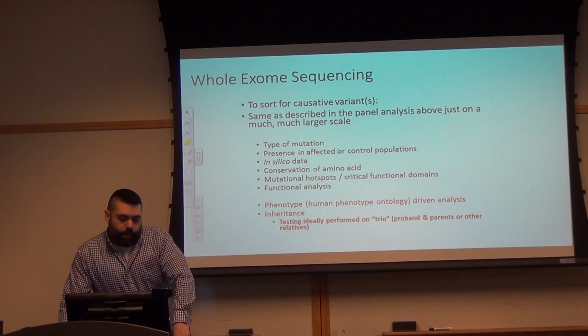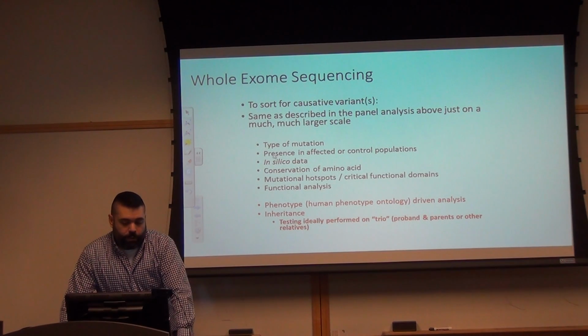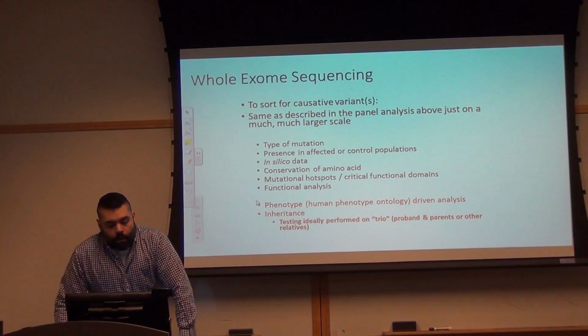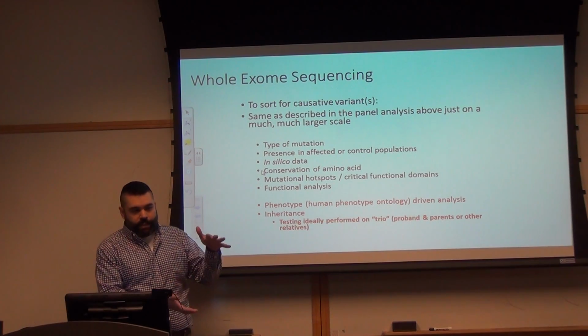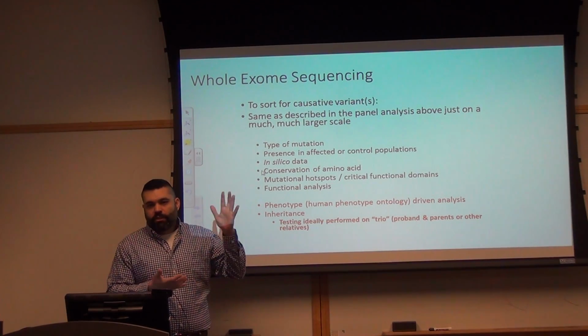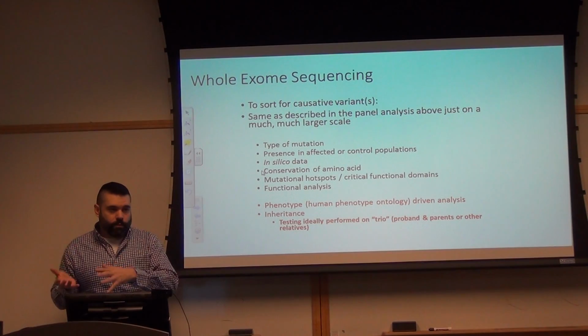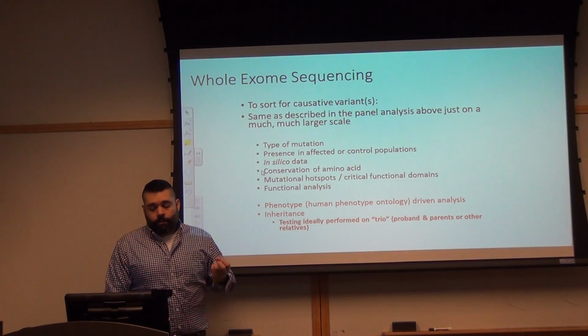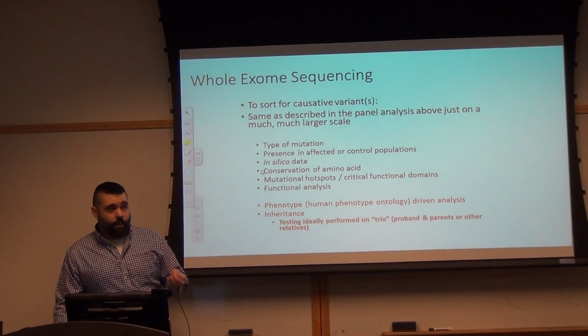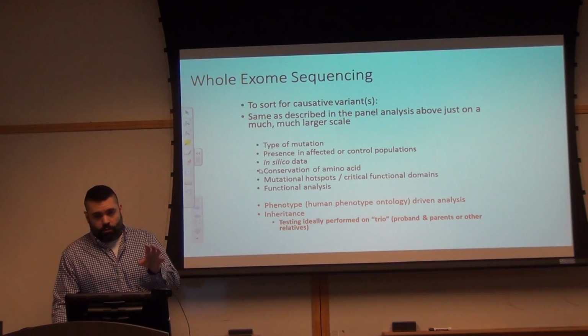And again, the things that are included in that are the type of mutation, the presence in controls, the in silico data. This is not weighted very heavily, and that's good. Conservation, hotspots, domains, functional analysis. With panels, they're inherently phenotype driven because all the genes cause the disease you're searching for. So you don't take phenotype into account when you do the variant analysis. In exome, it's phenotype driven. You have so many variants that you have to use phenotype filtering.